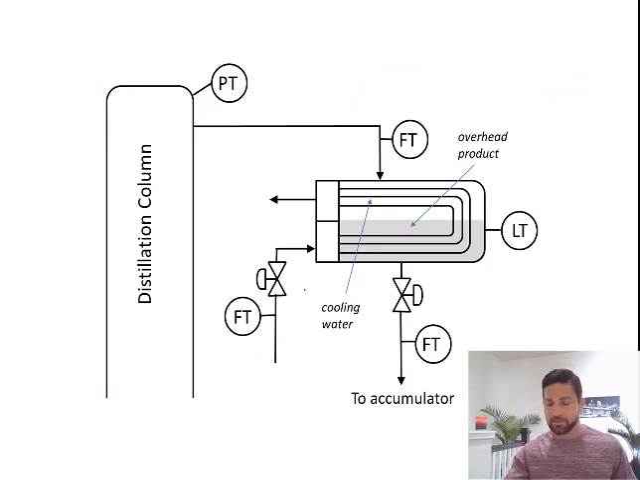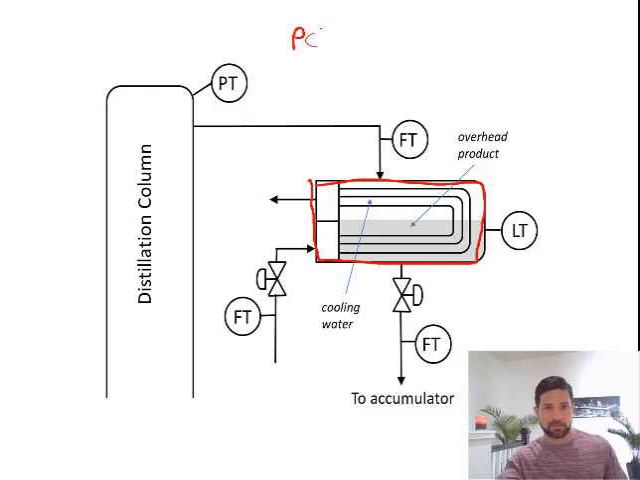Okay, here's another example of a distillation column. Now in this case, we have a condenser. So shown here is a condenser. In this case, some of the tubes of the condenser are exposed to vapor and some are exposed to liquid. And so in this case right here, our control objective for this system is the pressure of the distillation column.